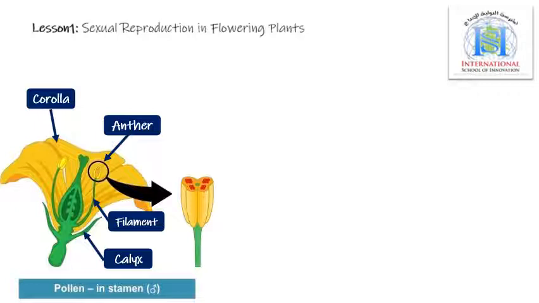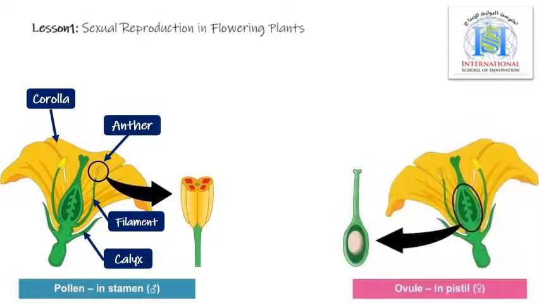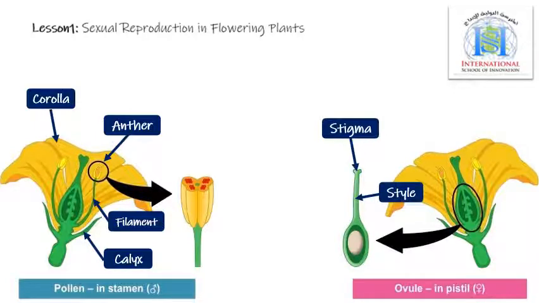The anther of the stamen produces pollen grains. The female reproductive organ is made of three different parts: the stigma, the style, and the ovary holding the ovules, or the female eggs, inside.